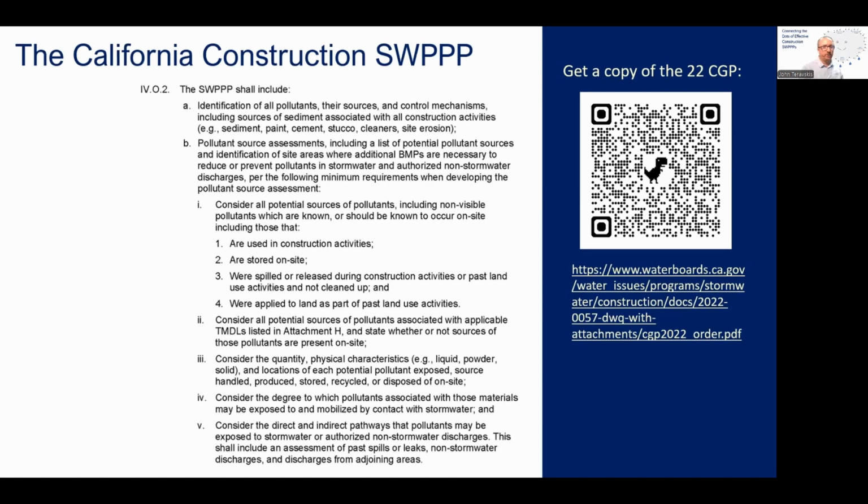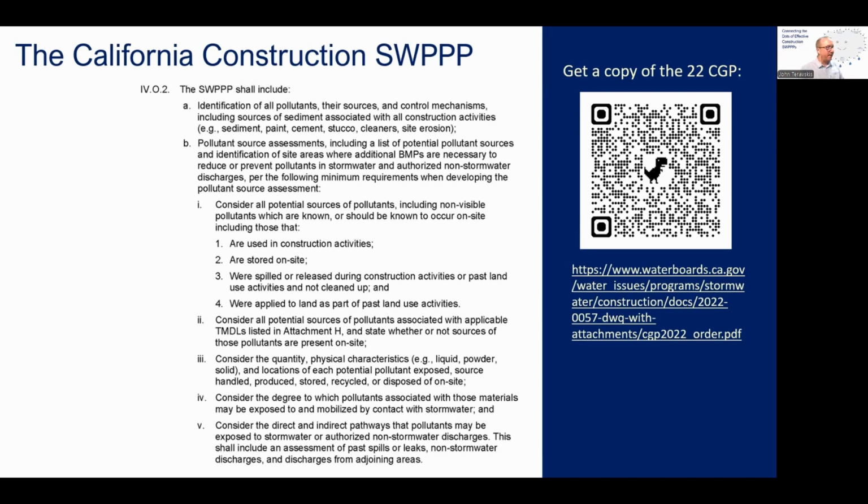First off, the SWP shall do this. It needs to identify all the pollutants. Notice the words being used here. All the pollutants, their sources, and what else? Control mechanisms, including sources of sediment associated with construction activity, then gives a list of examples. And then the next one, a phrase that often loses meaning in our industry, unfortunately, is a pollutant source assessment, including a list of potential pollutant sources and identification of site areas where additional BMPs are necessary to reduce and prevent pollutants in stormwater and authorized non-stormwater discharges.